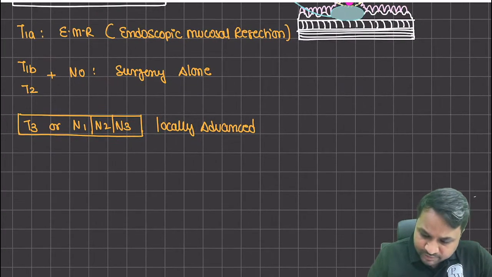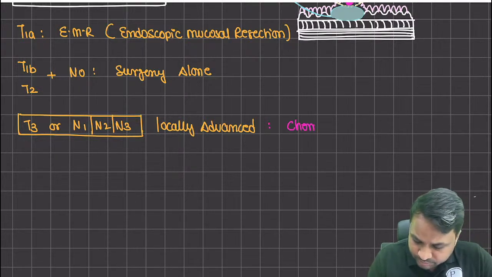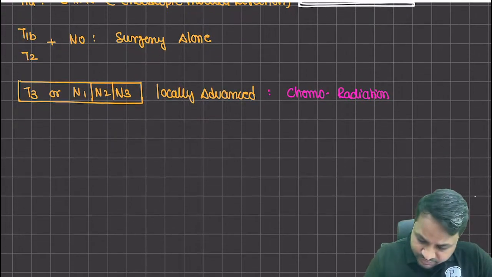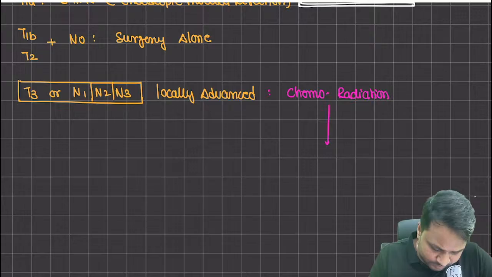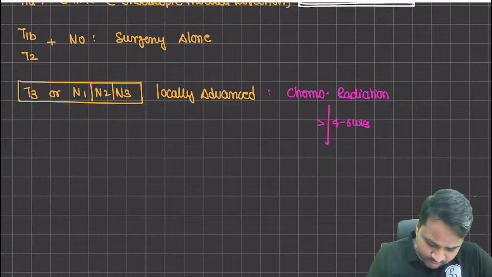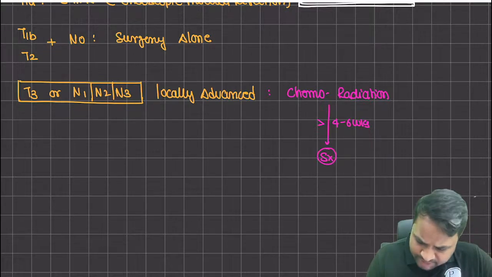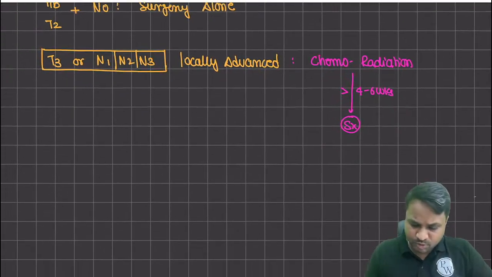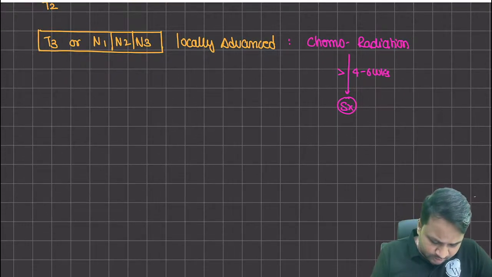Now, for a locally advanced disease, what do you like to do? For a locally advanced disease, I will start the patient on chemo radiation. That is, neoadjuvant chemo radiation will be given. I will wait for 4 to 6 weeks. So after 4 to 6 weeks, I would go ahead with surgery. The principle is the same. You have marginal resections to be followed and the anastomosis has to be performed, right?